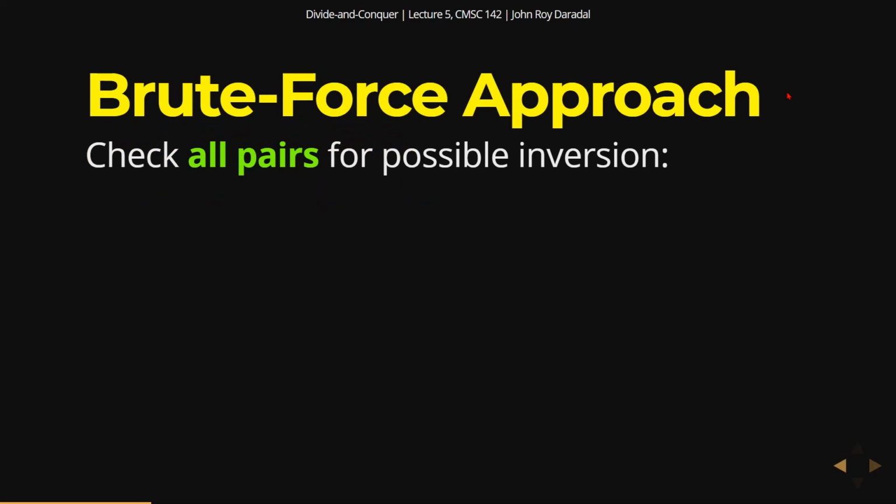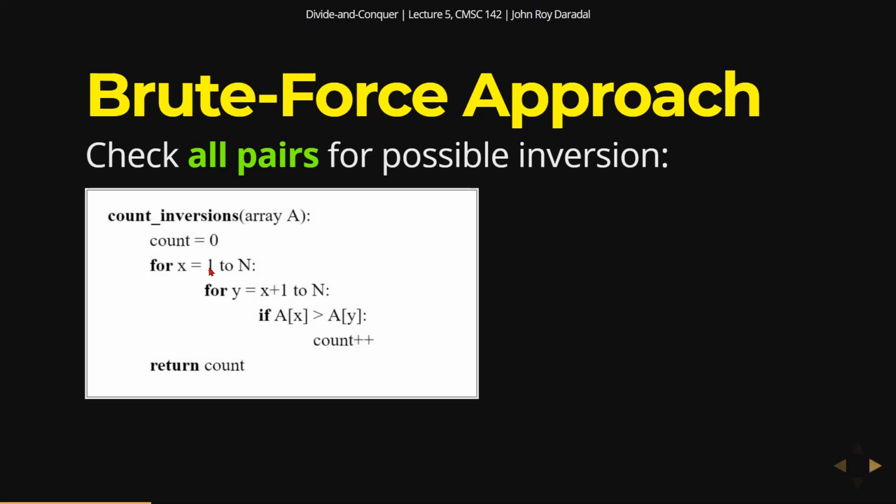Now that we understand what the problem is about, let's try to figure out how to solve it. First we'll start with the brute force approach. You can just check all possible pairs of numbers for an inversion. You can do something like: for x from 1 to n, and then for y from x plus 1 to n, a double for loop, and check if a of x is greater than a of y. That means the value of x is greater than the value of y, so that is an inversion, and you increment the count.